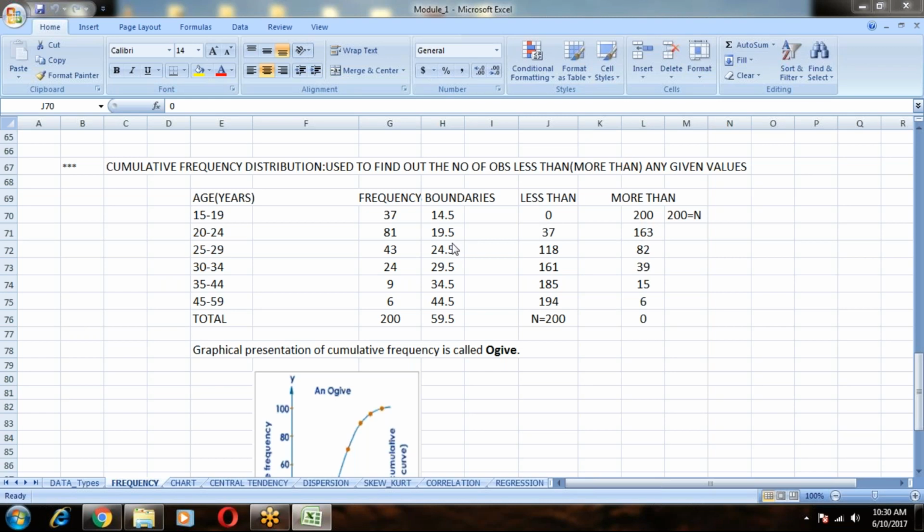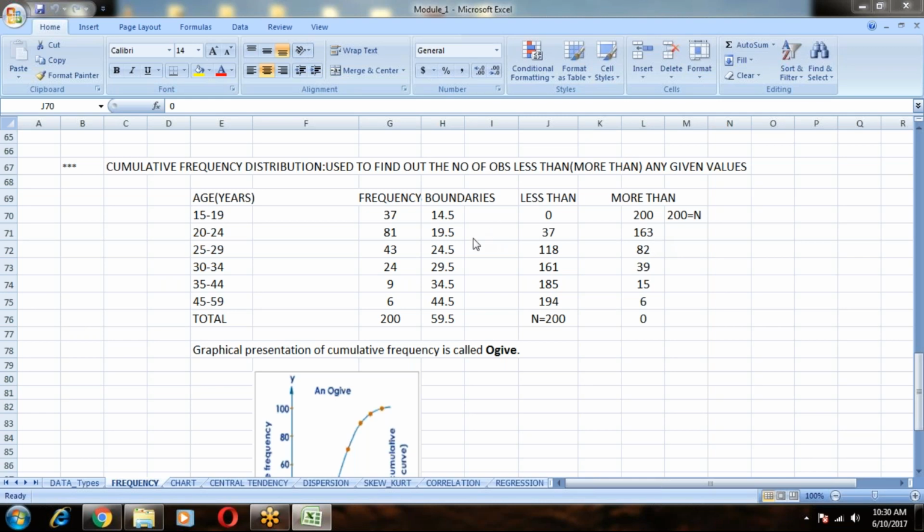So what we should do is deduct this class frequency, because here my class boundary is 14.5 till 19.5. So their age is not above 19.5, right guys? That's why from 200 we will deduct this 37 and we got 163.